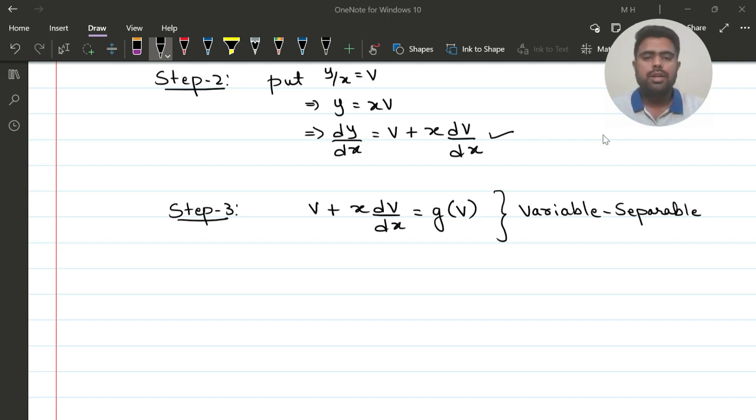In the next lecture what we will do is, we will take up a few examples on homogeneous differential equations, and then we will see how to solve. We will take up one example of a general solution and one particular solution, and I'll teach you how exactly you can solve a homogeneous differential equation.